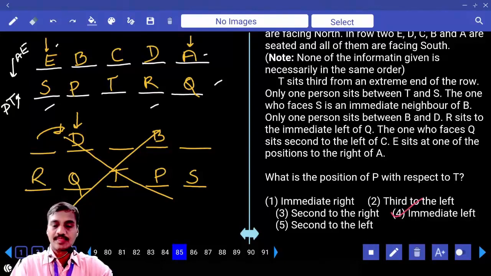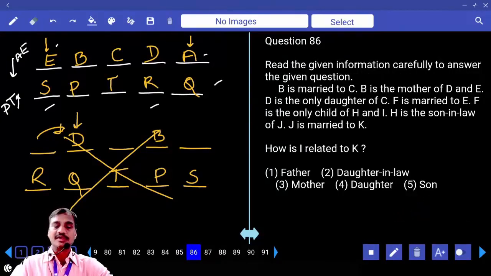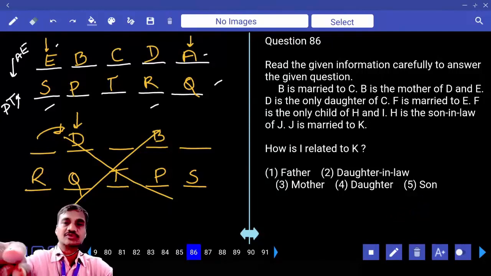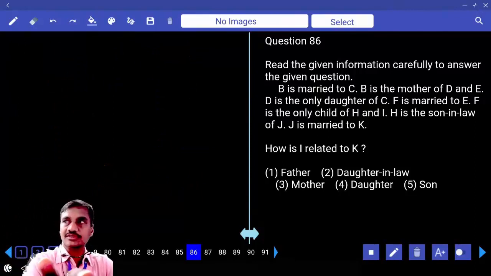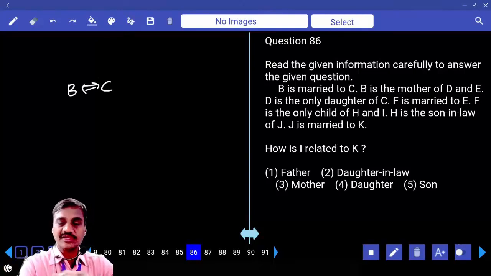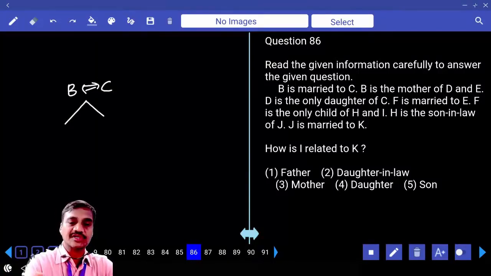Then 86 onwards, there are some 3 questions given on blood relations here. And B is married to C. B is married to C means B and C are a married couple. And B is the mother of both these 2 persons, D and E, which implies that C is the father of these 2 persons, D and E.